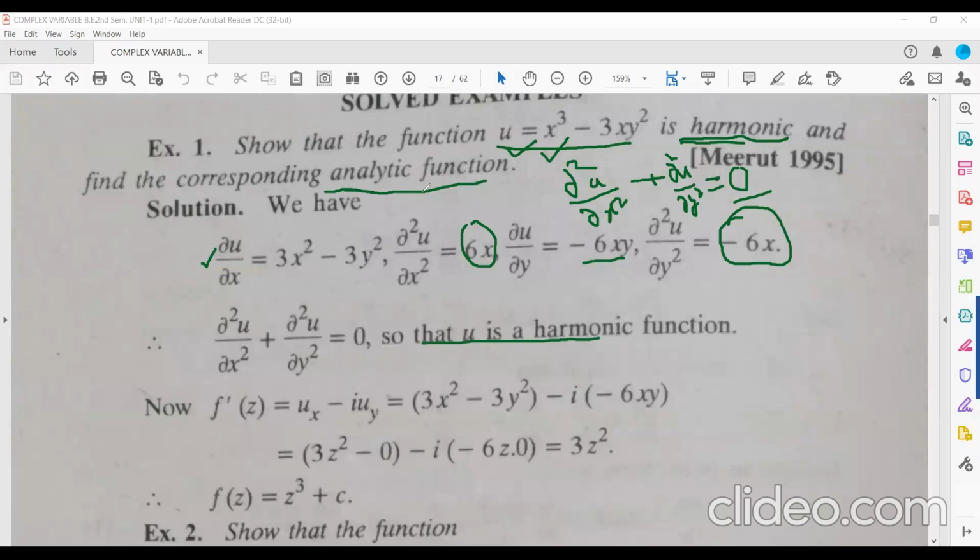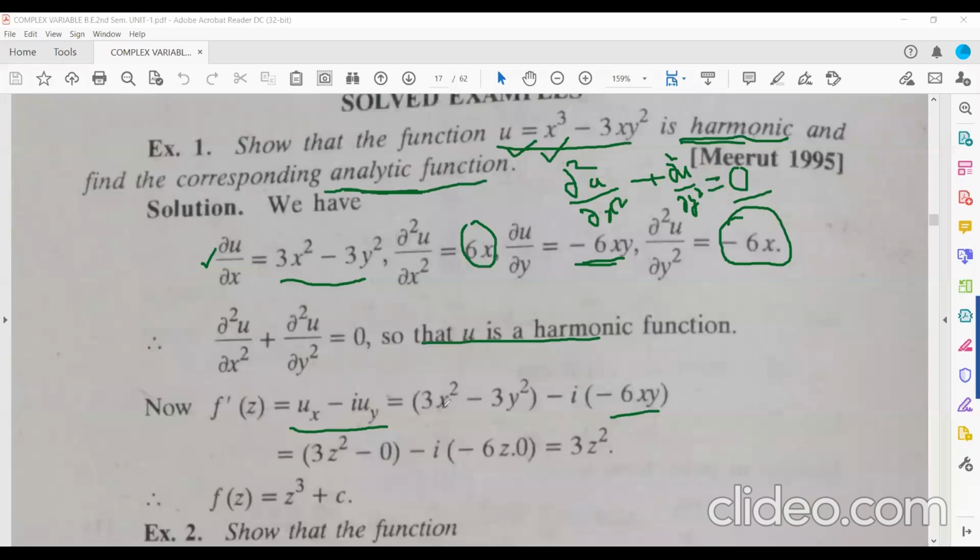Now next you need to find the analytic function f(z). So f(z) equal to what? Obviously you know, earlier I have already shown, f(z) equals Ux plus i Vx, and Vx equals minus Uy. So f'(z) equals Ux minus i Uy. Ux is already here: 3x square minus 3y square, minus i times Uy, which is minus 6xy. This will be nothing but phi 1 (z, 0) minus i phi 2 (z, 0).